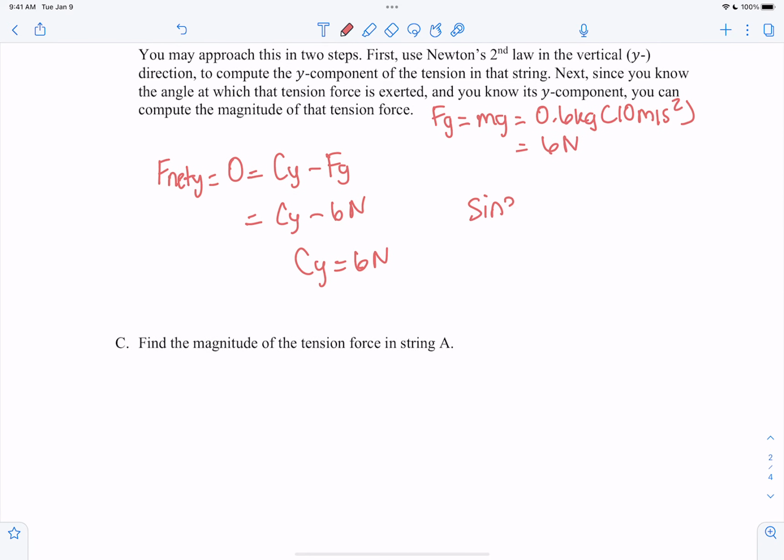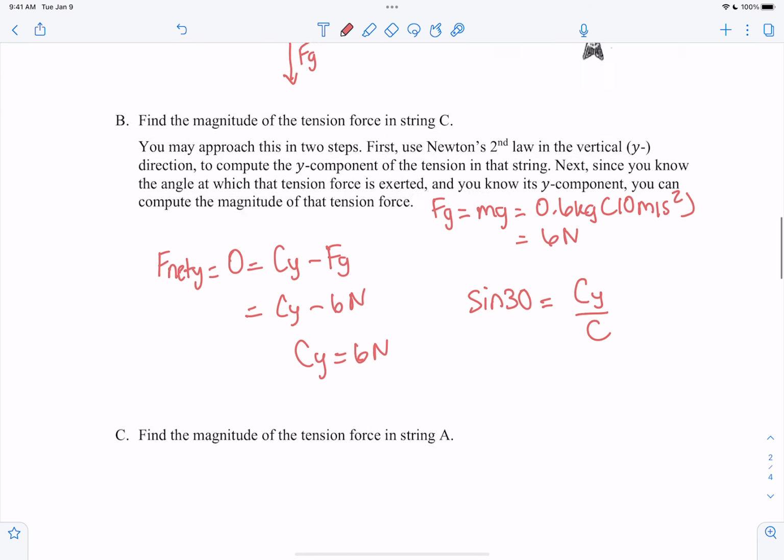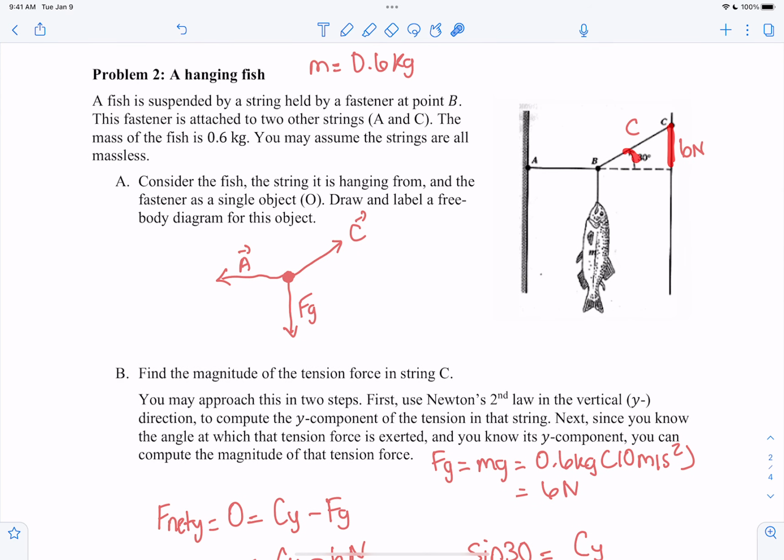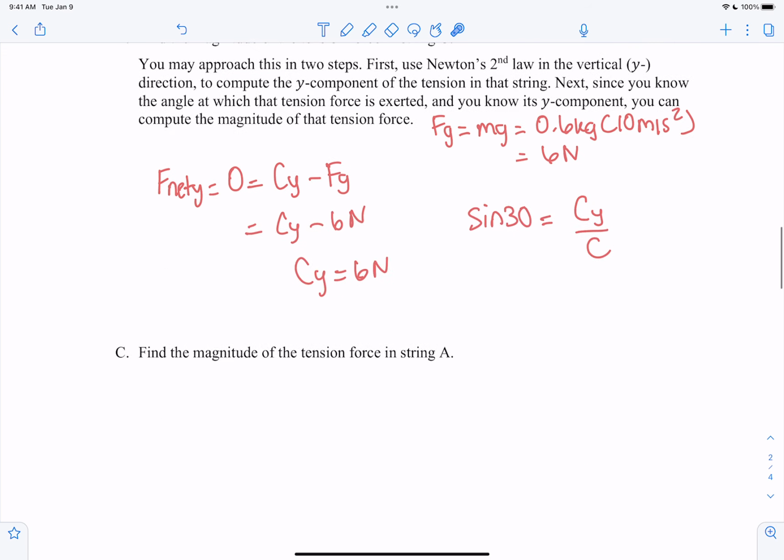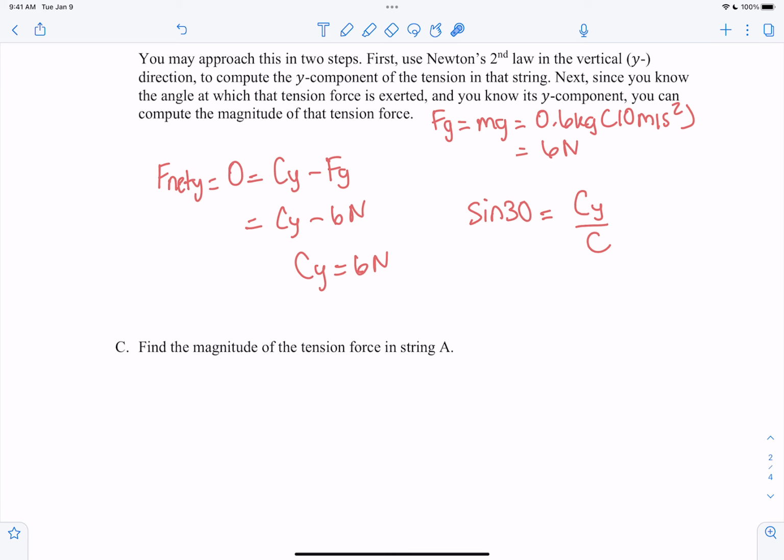So sine of 30 would be equal to CY over C. It's the side opposite the angle, divided by the hypotenuse, the longest side of a triangle. So opposite over hypotenuse. So sine 30 is equal to 6 newtons over C. And then you'd have C sine 30 is equal to 6 newtons, and then C is equal to 6 over sine 30.